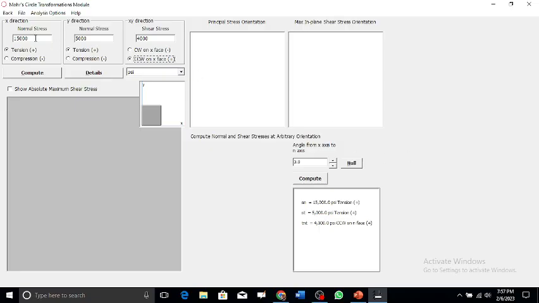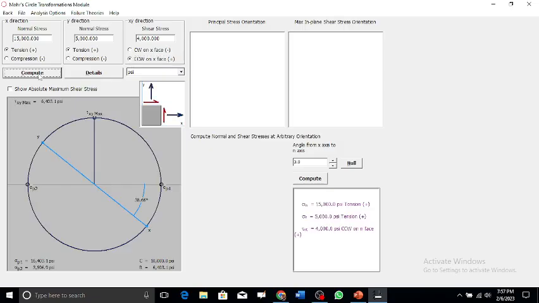Okay, so we entered these values. Normal stress sigma x is 15,000, sigma y is 5,000, and tau xy is 4,000, but anti-clockwise, so it's counterclockwise. We will compute it here. We will get the angle of the principal plane. Now the rotation on the graph is showing 80, but here we have to place it as 40. We place it as 40 and we compute it. So we get this rotation as 80, as we have told you in the analytical.